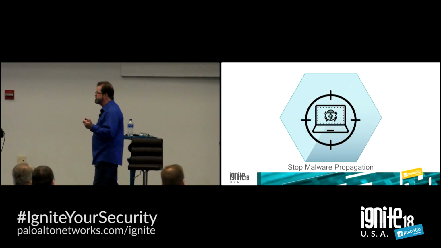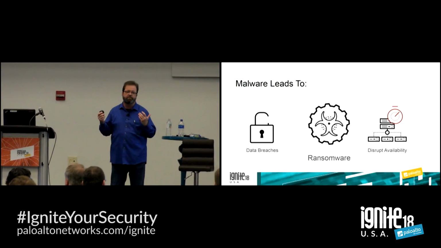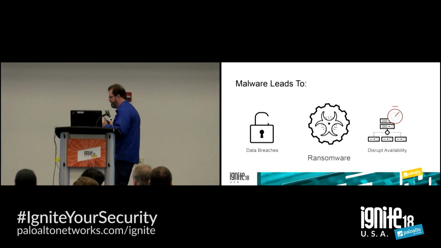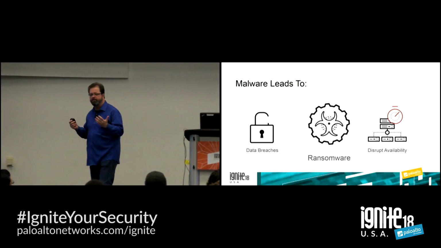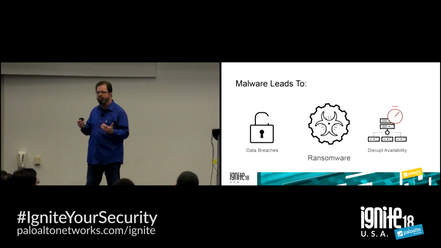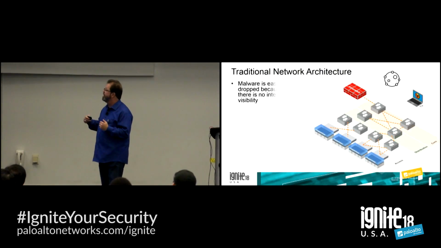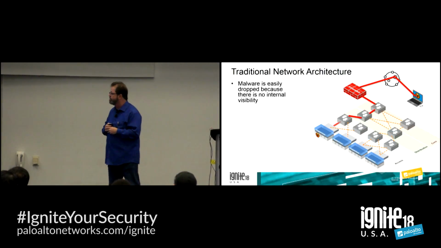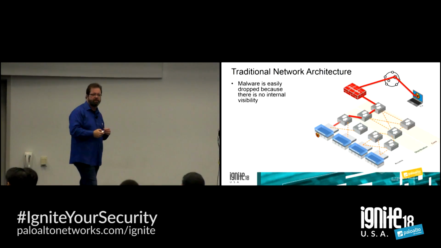And so if we start with stopping malware propagation, think about ransomware. Ransomware can propagate because we don't see it until it's too late. It's invisible to us because it takes advantage of a broken trust model in a legacy network. So in a traditional network, malware is pretty easy to drop because there's no internal controls. Everything in the middle is invisible. No one sees that, right?